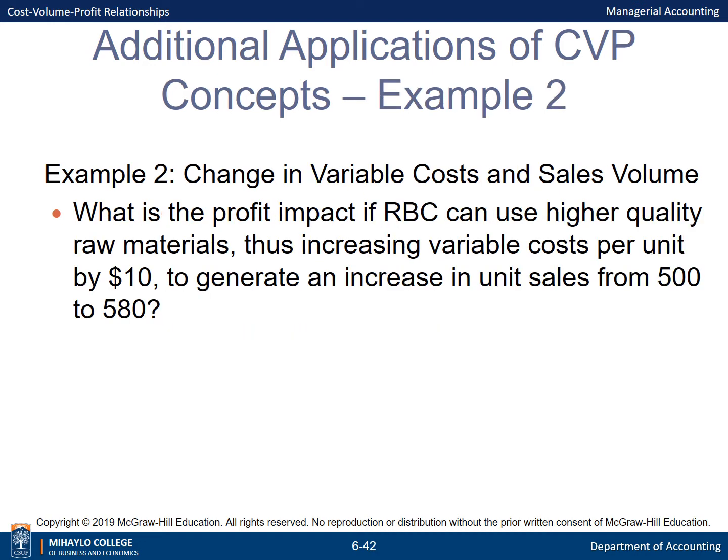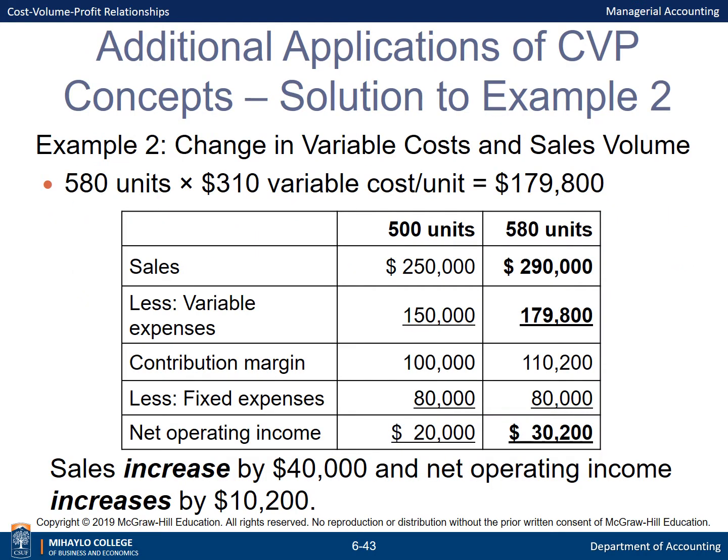Example 2. Change in variable costs and sales. What is the profit impact if RBC can use higher quality raw materials, thus increasing variable costs per unit by $10 to generate an increase in unit sales from 500 to 580? This change will increase sales by $40,000, 80 bikes times $500 per bike. Total variable costs will be 580 units times $310 variable cost per unit, or $179,800. The result is an increase in contribution margin and net operating income of $10,200.